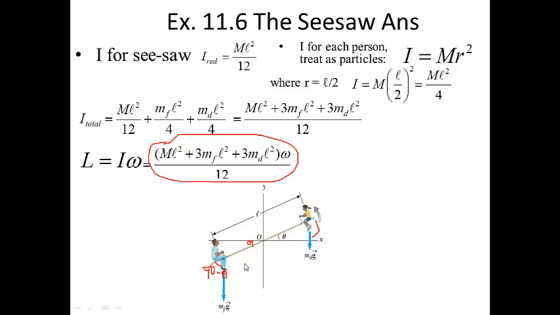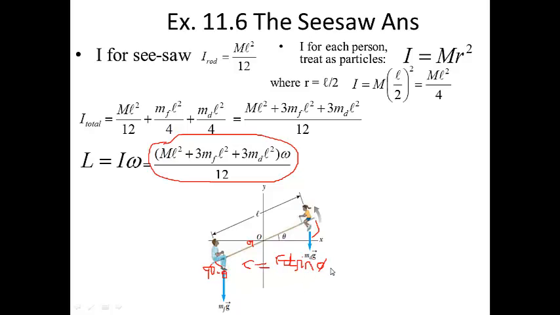So if you recall, the torque is equal to F D sine, and instead of calling it theta, I'm going to call it phi. F D sine phi. So the force, let's talk about the father first. The force is the weight of the father pulling down. D is L over 2. And then the angle is going to be 90 minus theta.